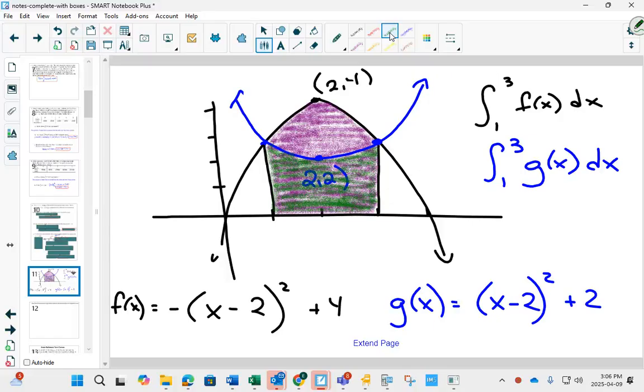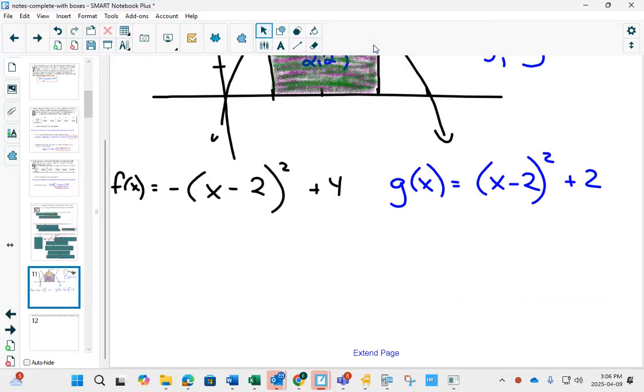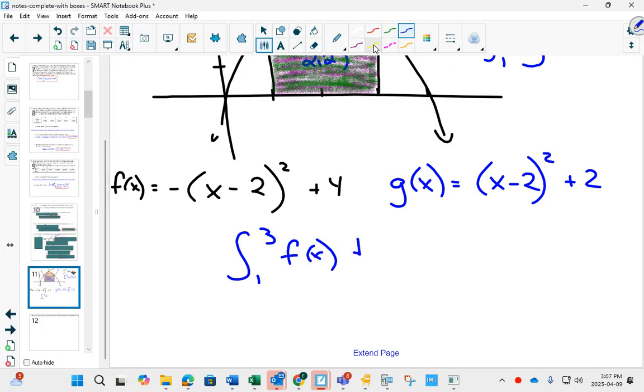What we can now do, which I think you could see quite easily, is that if I wanted to find this area here, could you see that you could just subtract the two? In integrals, I would just have to do the integral from 1 to 3 of f of x dx minus the integral from 1 to 3 of g of x dx.